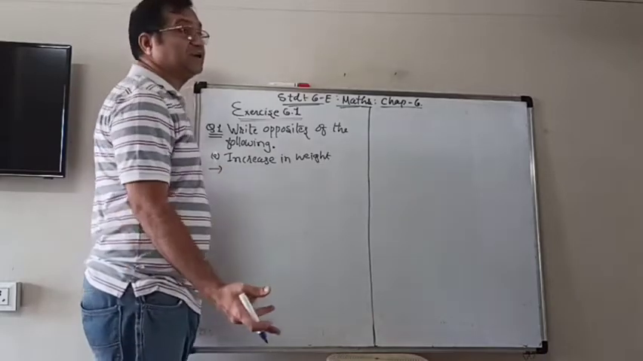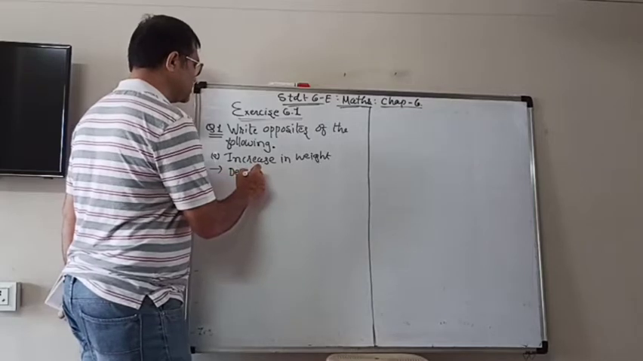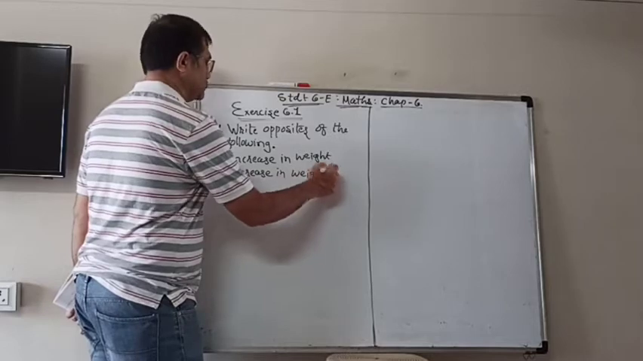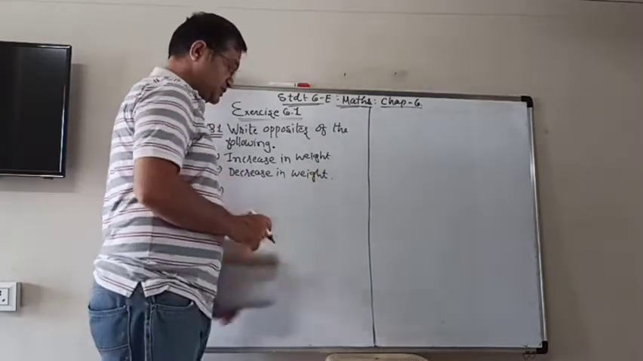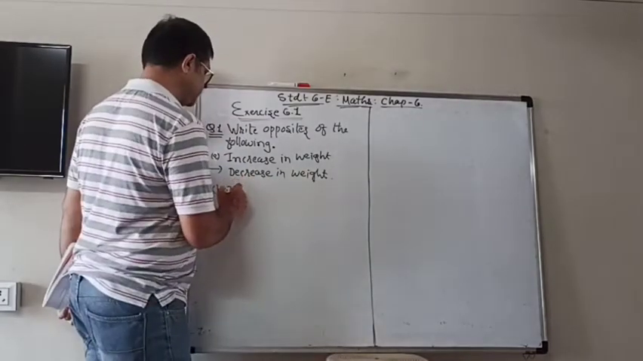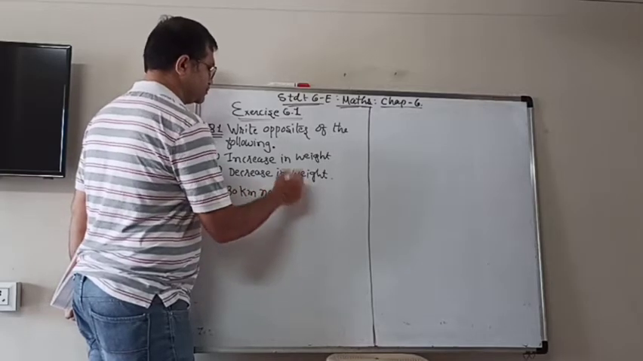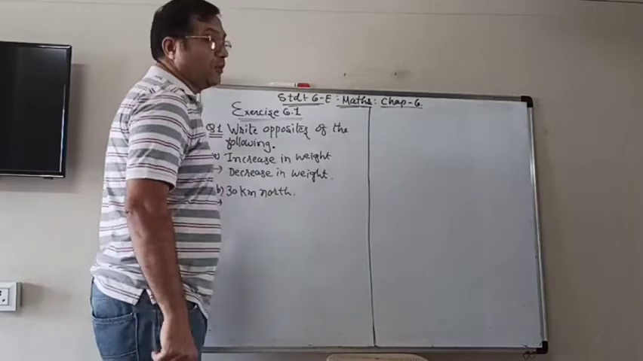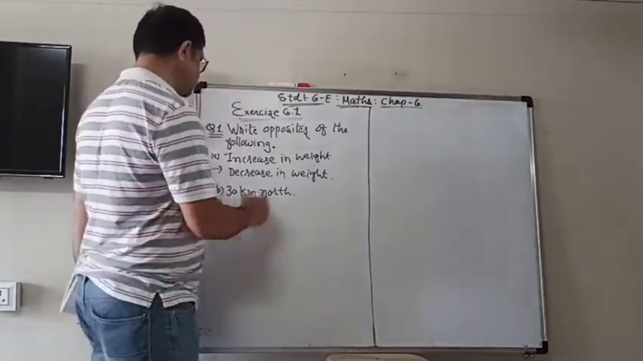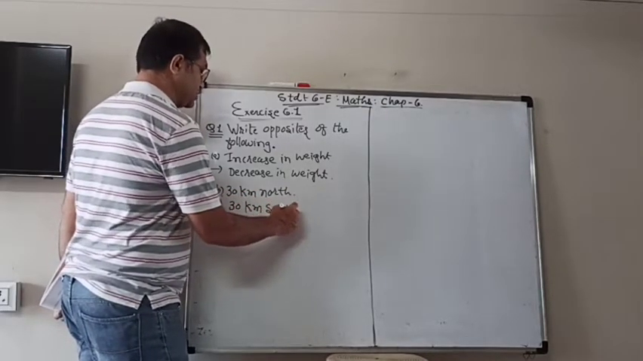Then what is the opposite of increase? Obviously it is decrease. So the answer will be decrease in weight. Second one is 30 kilometer north. So now, what will be the opposite of 30 kilometer north? Obviously it is 30 kilometer south.